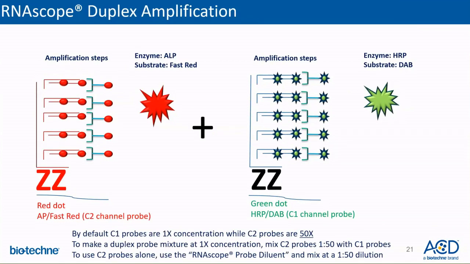A brief overview of the duplex amplification is presented here. The two probe channels used here have independent amplification trees. The channel 2 associated amplification tree utilizes alkaline phosphatase enzyme and Fast Red substrate for the visualization of the target RNA, while the channel 1 associated amplification tree utilizes green chromogen for the visualization of the second target. Please note that our C1 probes by default are ready to use and 1x in concentration, while the C2 probes are provided as 50x stocks that are required to be diluted in a 1:50 ratio.